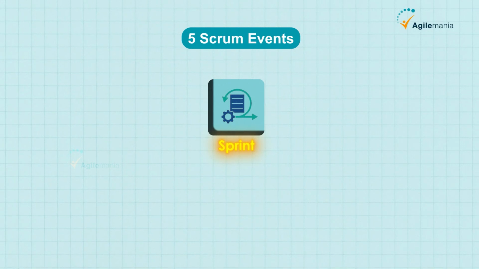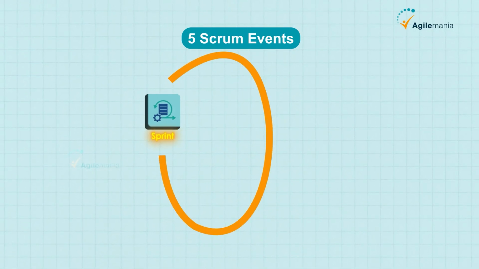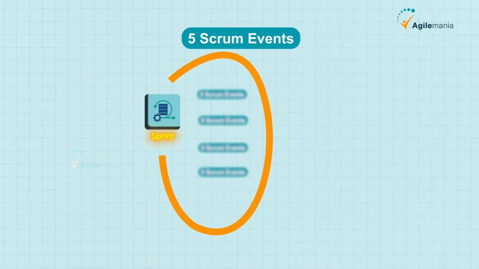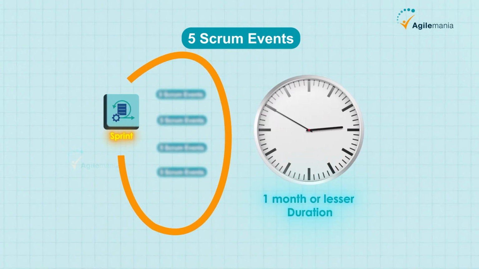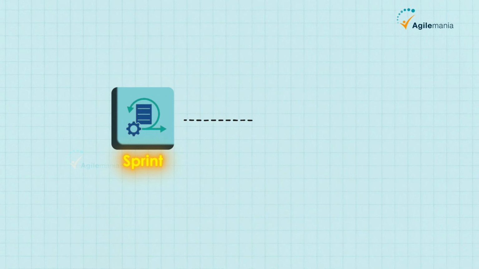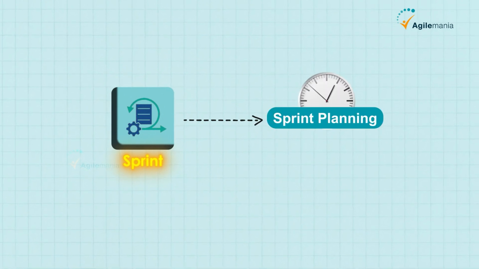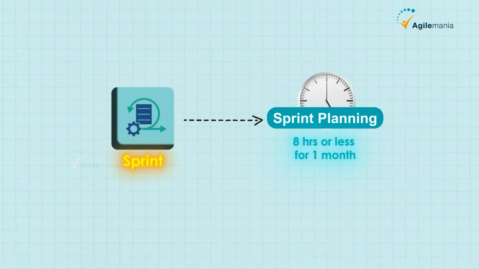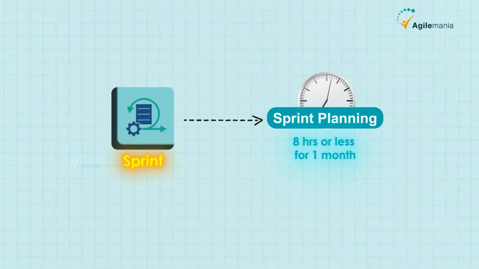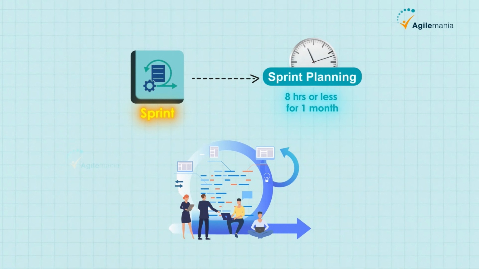The first event is the sprint itself. It is a container event during which all other events and activities happen. It is time boxed for 1 month or lesser duration. The first event in the sprint is sprint planning. This is a time-boxed event of 8 hours or less for 1 month sprint and can be shorter for shorter durations, during which the Scrum team plans their work for the upcoming sprint.